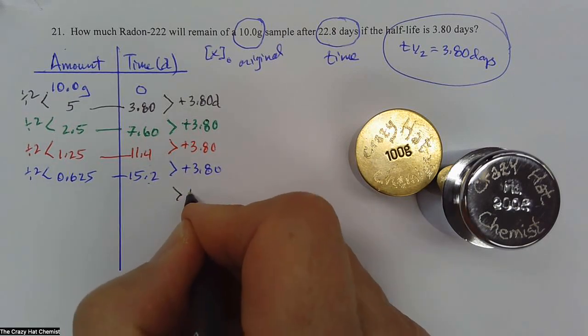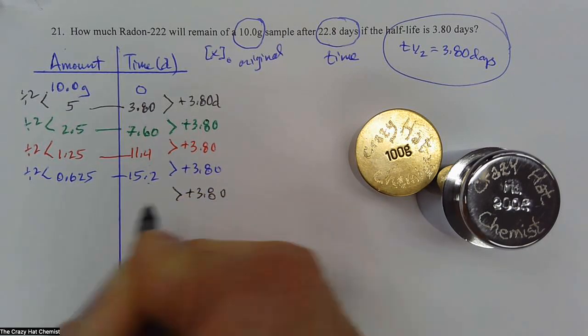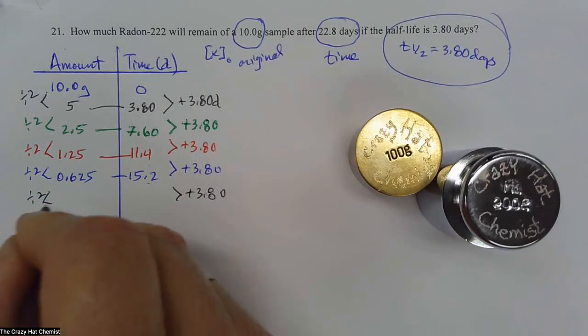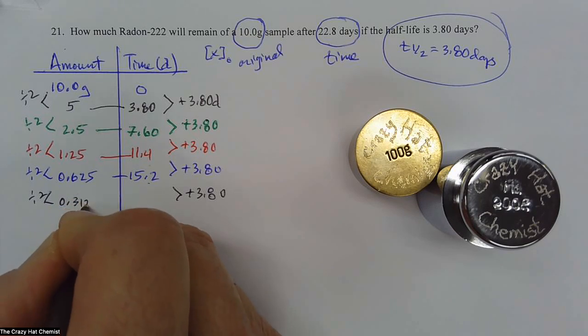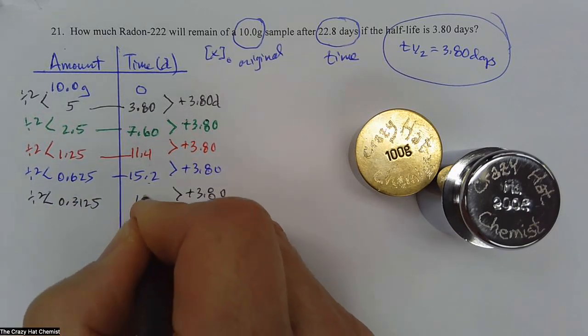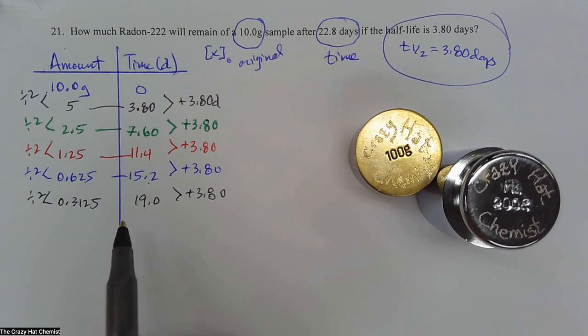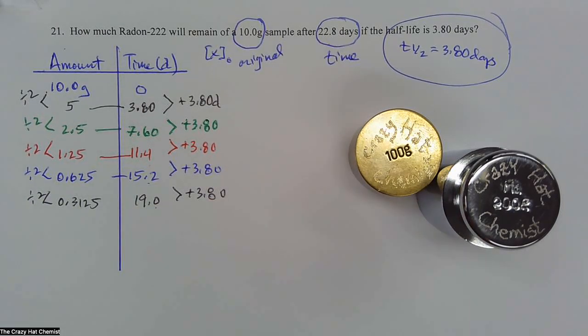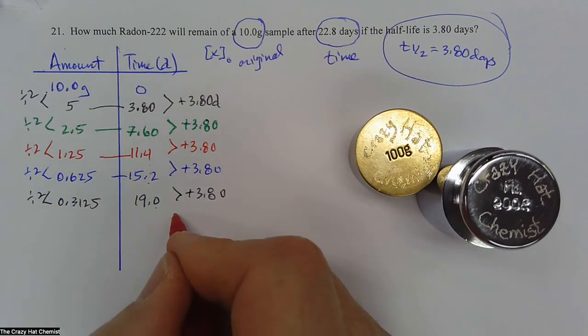Here we go. We're going to add 3.80 days, and we're going to divide by 2. And so what are we going to get? 0.3125, and we're going to get 19.0. Is 19.0 days equal to 22.8 days? Answer, no, we are not done. So I'm going to keep on going.